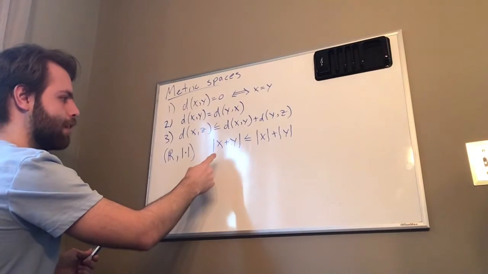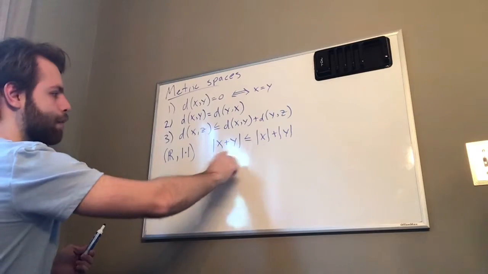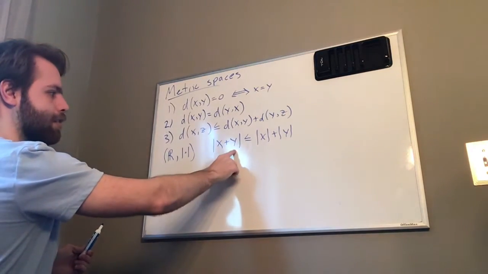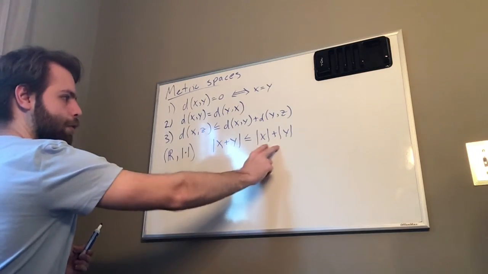Yeah. Because if they're the same sign, then it's going to be equal, right? But if they're, say this is positive, that's negative, I'm going to have cancellation inside here, but I won't have any cancellation over there. Right. So this side will be greater.